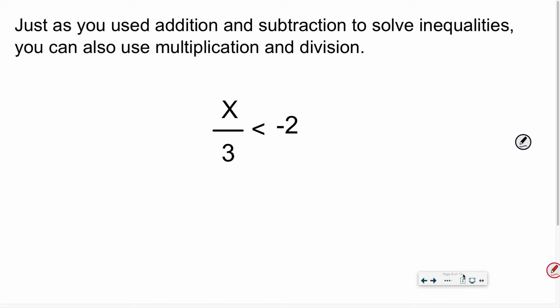The inverse operation. So we multiply this side by 3, and because we multiply this side of the inequality by 3, we have to do the other side. So now what do we have? X is less than negative 6. Good. So we just solved an inequality.